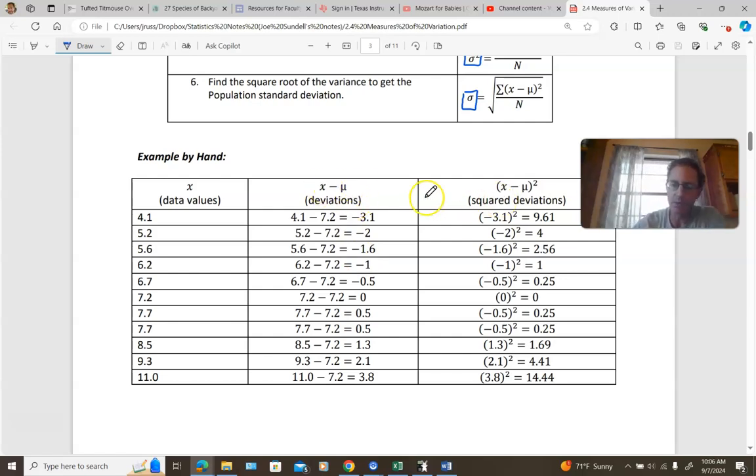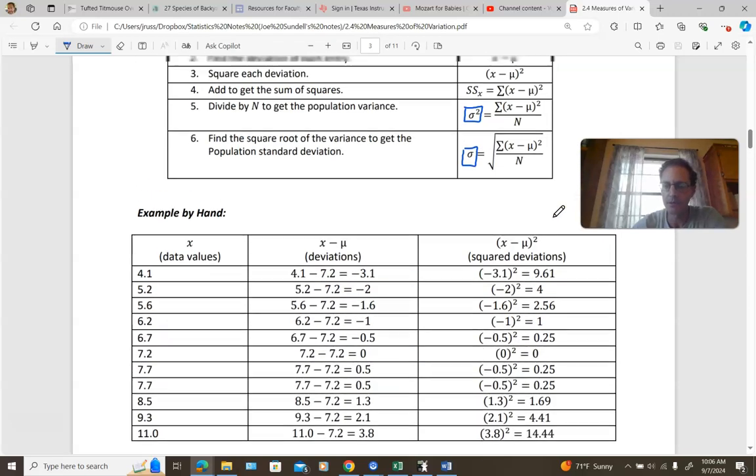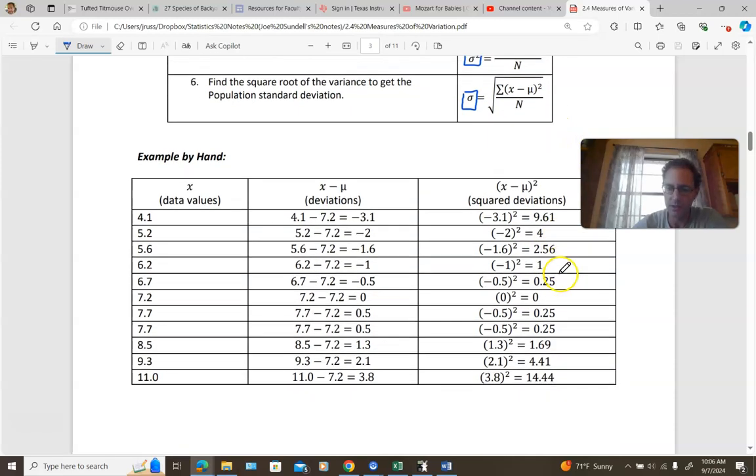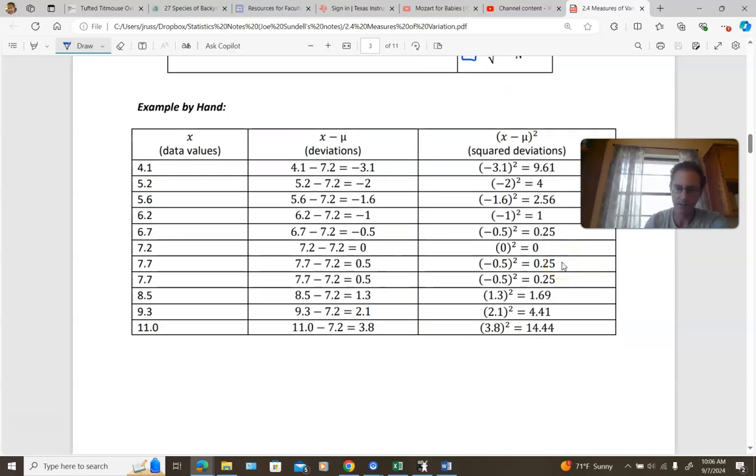But then what we do is we square these deviations, okay? We take each of these deviations and we square them. Notice all of these are positive. Then, if you look back up here, you would sum up all of these squared deviations. I'm not going to actually add up all these, it's going to take way too long.